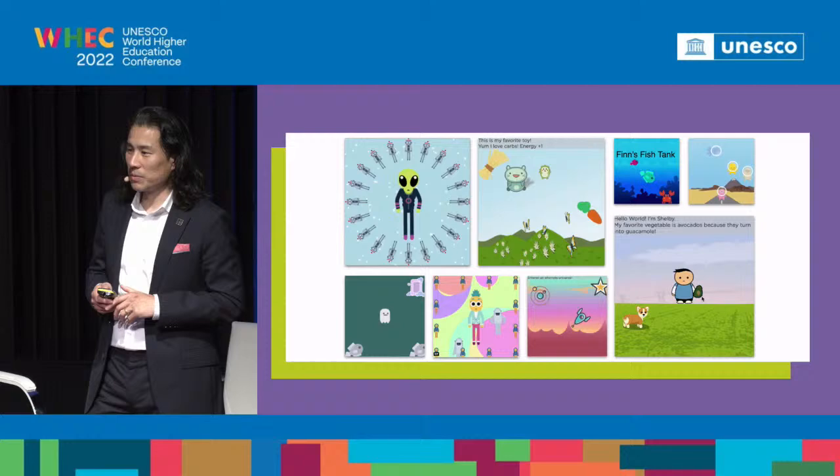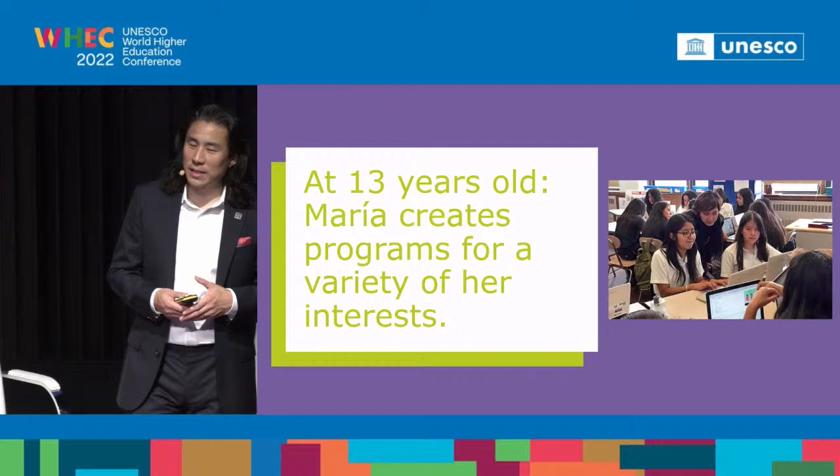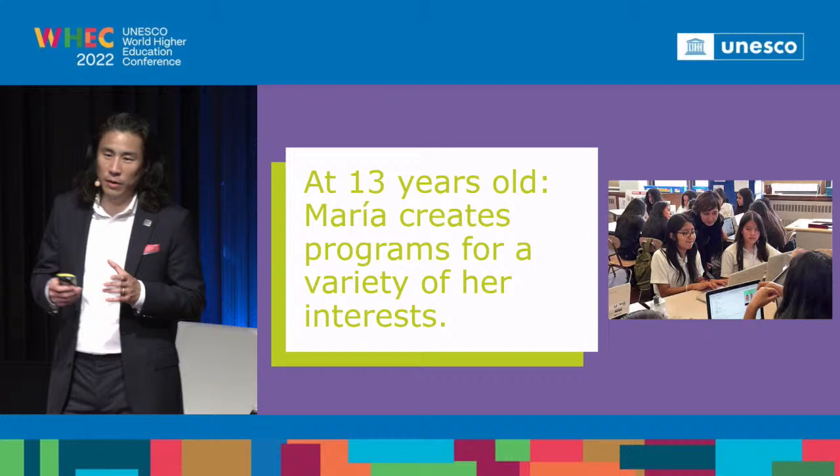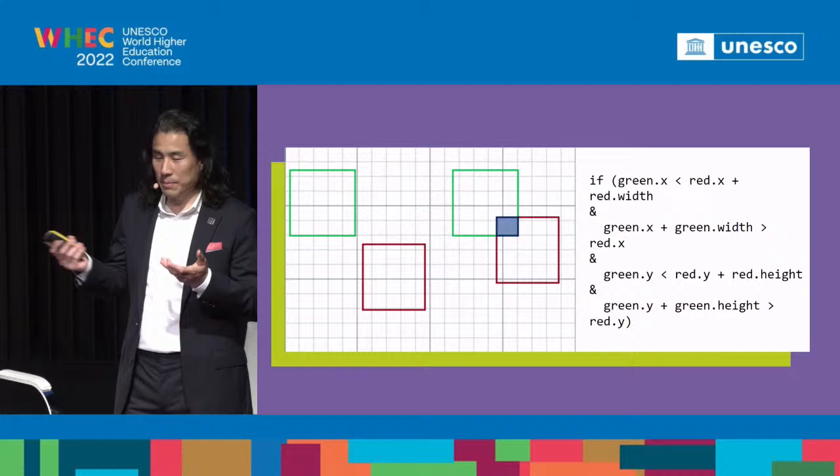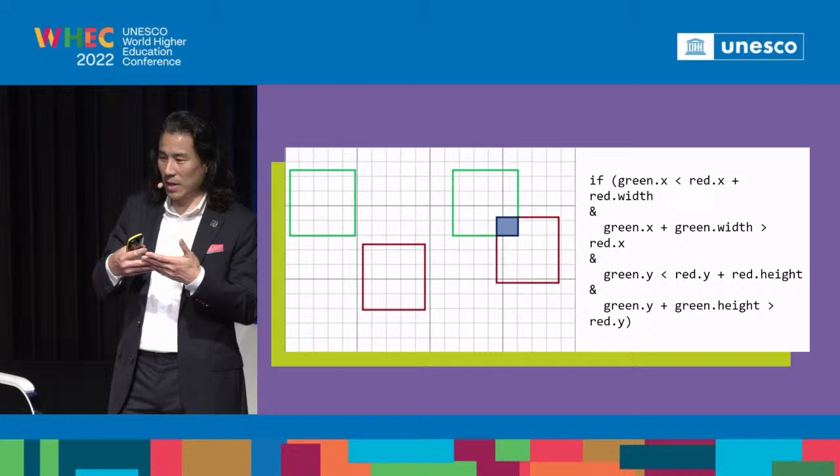So what happens if Maria learns computer science at 13 years old? Well, Maria learns to create programs for a variety of her interests. So it's not just school projects that she creates computer programs for. She even learns how to, like I said before, create video games. But in this case, she's using math to create video games. And this is actually a very typical situation in video games.